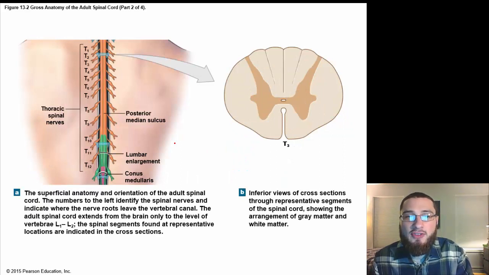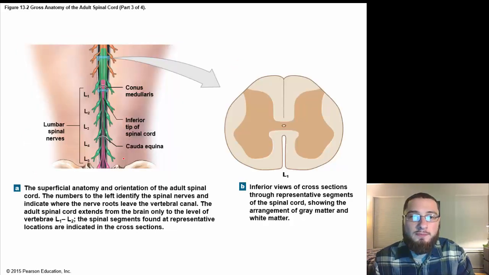For thoracic nerves, the thoracic region of the spinal cord, you're going to have different gray matter and white matter, and it's not going to have that enlargement like we see in the lumbar and the cervical region of the spinal cord.